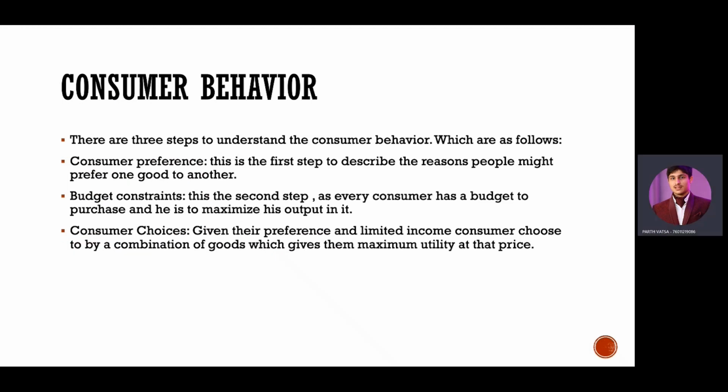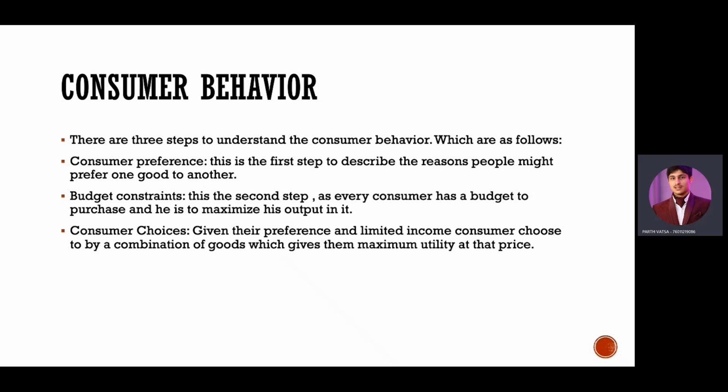So first of all, starting with consumer behavior. Consumer behavior can be understood in three basic steps, which are consumer preference, budget constraint, and consumer choice. Talking about consumer preferences, this is the first step to be discussed when it comes to consumer behavior. This includes the reason people might prefer one good to another.